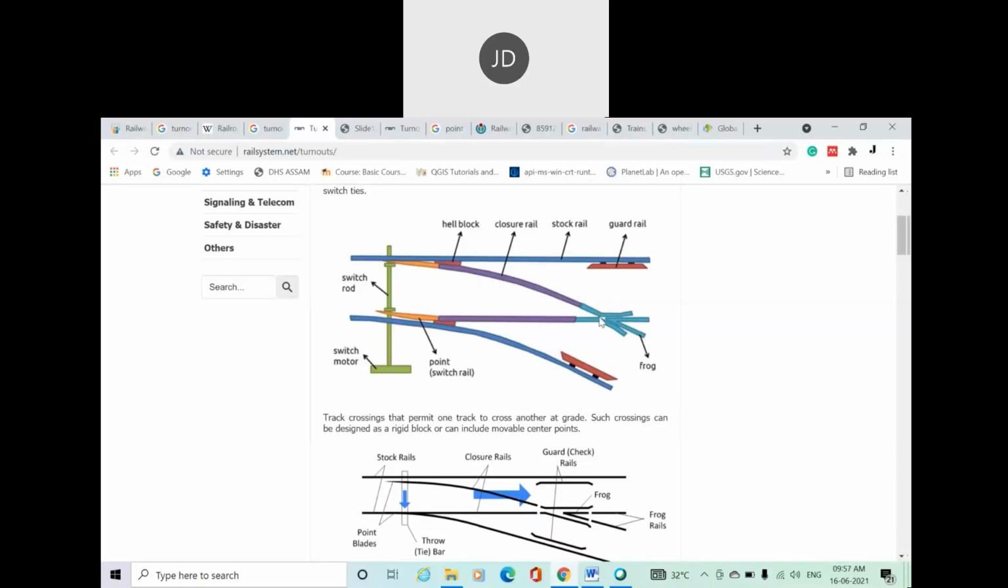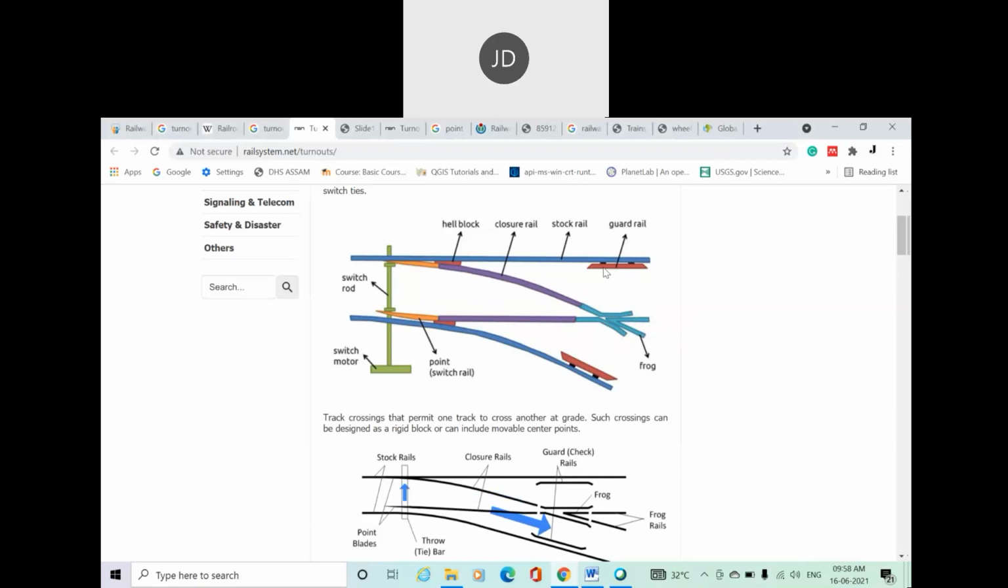Something is not labeled here, so I'll show you. This is the frog, and this point is known as the nose. As a whole, this is the frog. This point is called the nose of crossing, and these are the wing rails. This one and this one look like wings, so they are known as wing rails. From here to here they are wing rails. This is the nose, and as a whole this is called the frog.